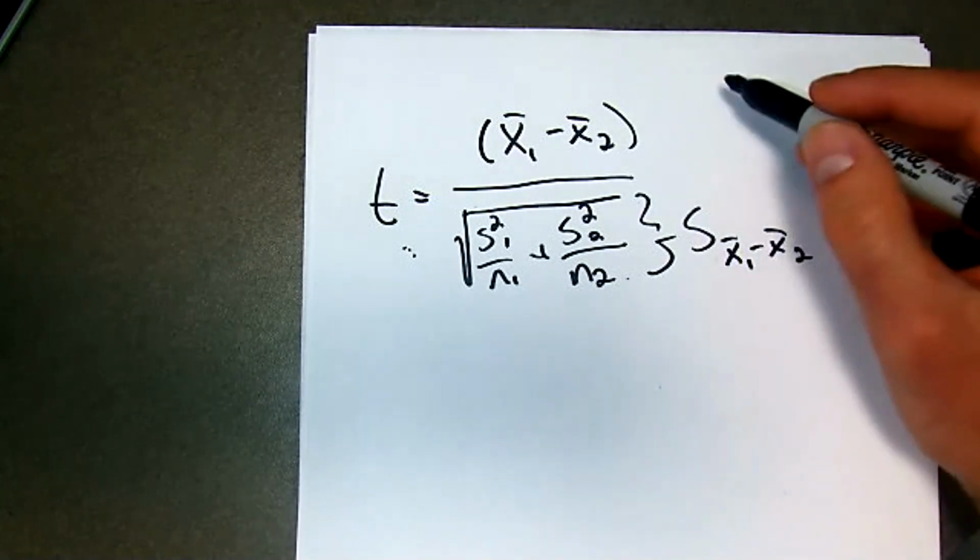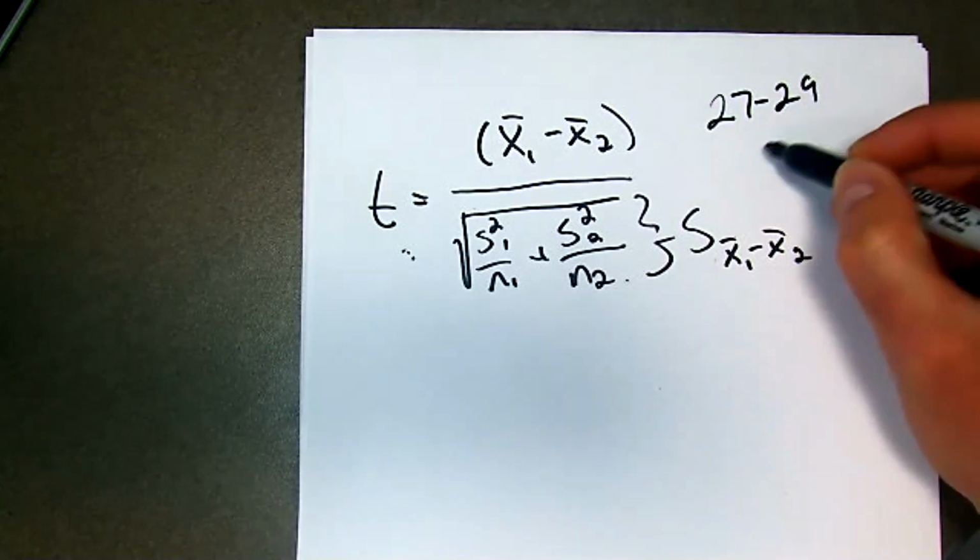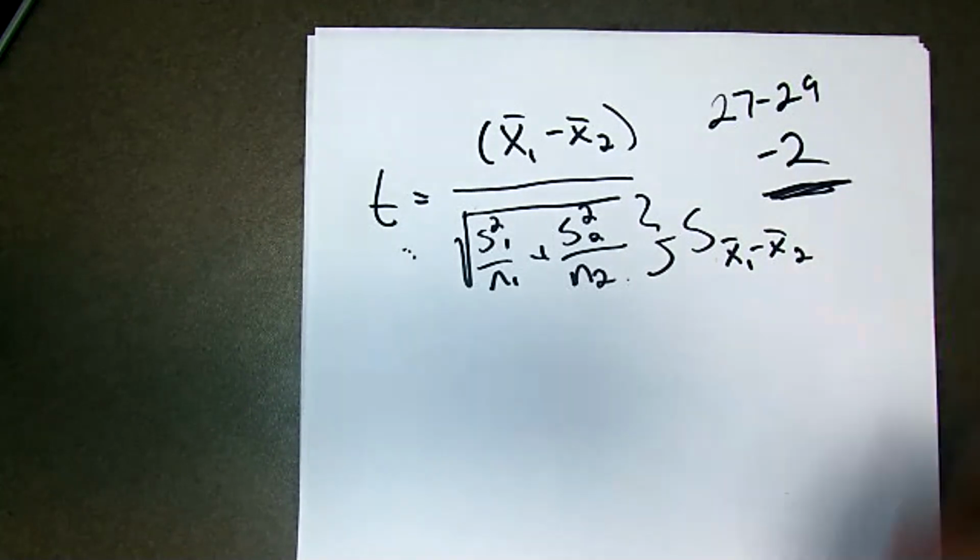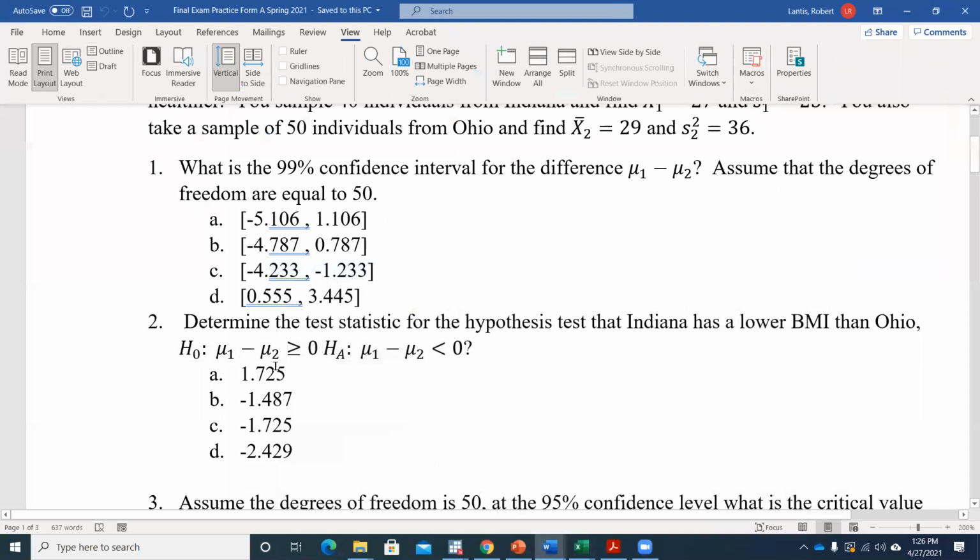Here, the sample difference I found was what? 27 minus 29, so -2. So my test statistic should be negative. If I look at my possible answers, I can rule out A right away. I know it has to be one of these negative values. Really from there, it's just a matter of plugging those values in.